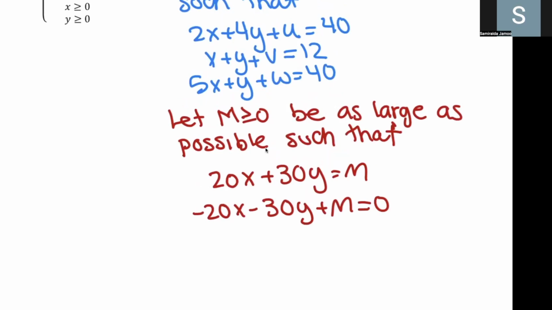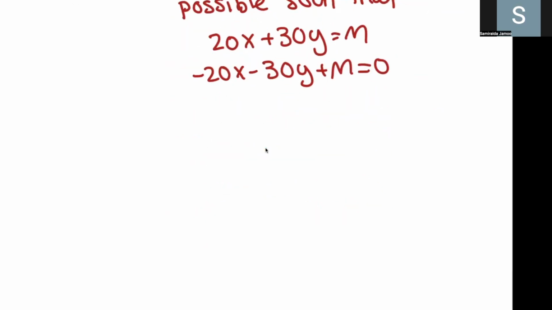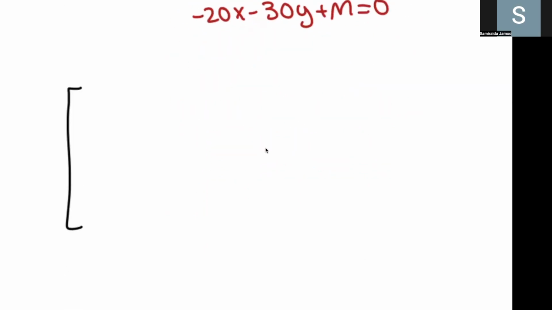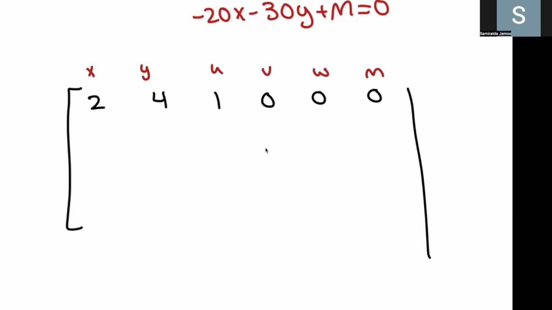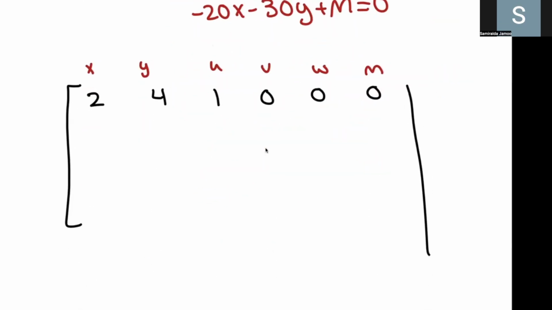Okay, now I can take my four equations, set up a matrix tableau, and then see what row and what column gives me this pivot element, and then start pivoting until I get the maximum that I'm looking for. So setting up our matrix tableau, we have 2, 4, 1, 0, 0. So we have x here, y, u, v, w, m, and then our solutions. So another 0, and my solution for that was 40.